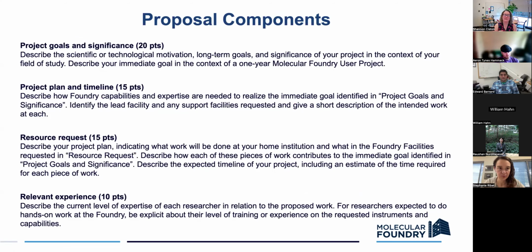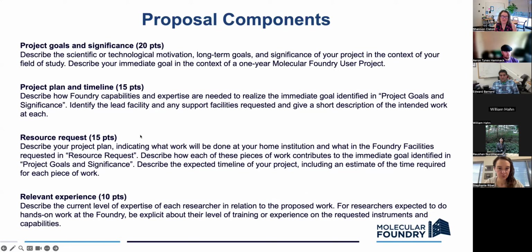These are the 4 sections of our proposal. So one where you lay out the project goals and significance. So why is your project important? What kind of scientific problem are you trying to address? What is your goal in the context of this 1-year project? A detailed timeline and plan for your project. So we want to have enough detail there that we can understand what you want to do and what equipment you want to use, which expertise you want to consult with, and convince the reviewers that this is a 1-year scope project.